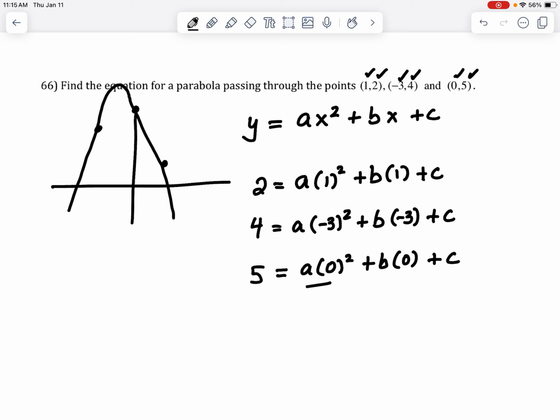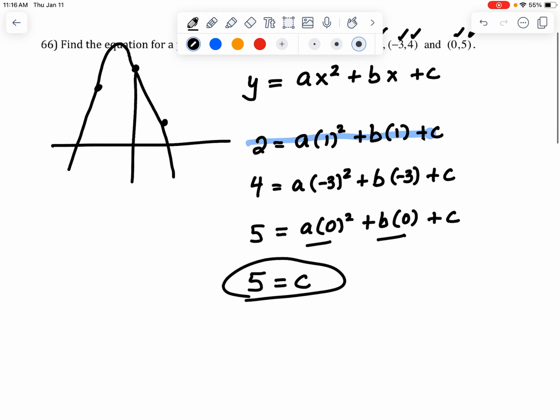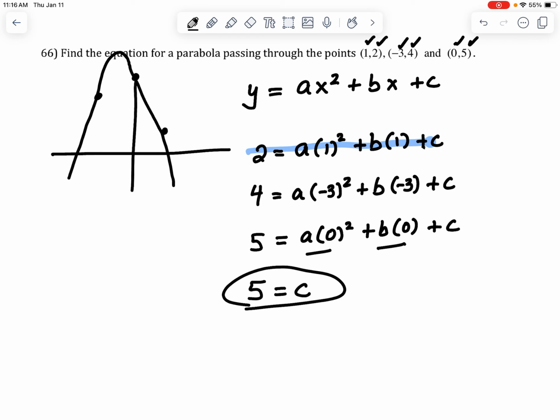If you look at the bottom equation, this is going to be 0, this is going to be 0, so it's just going to leave us that c equals 5. So 5 is equal to c. And that's nice because we're already done with finding out what c equals. And then I need to use these two equations and simplify them a little bit and find out what a and b equal.